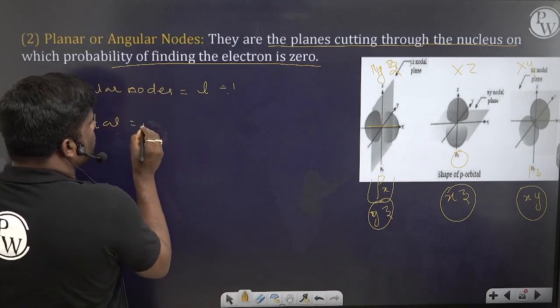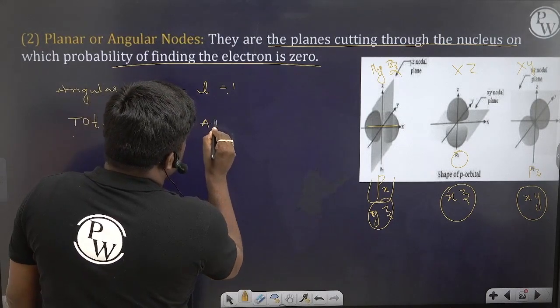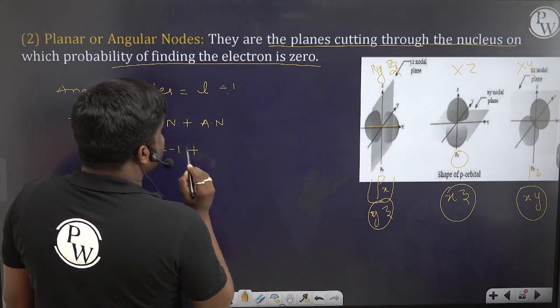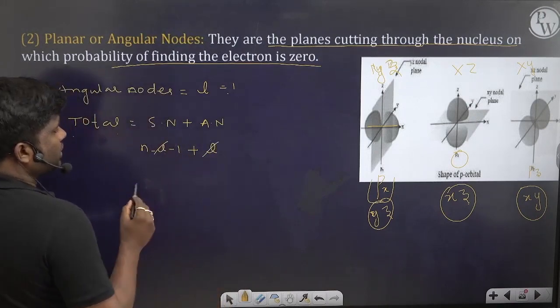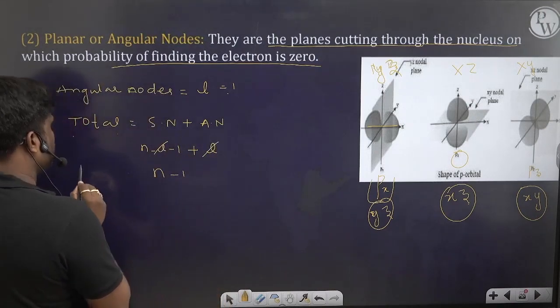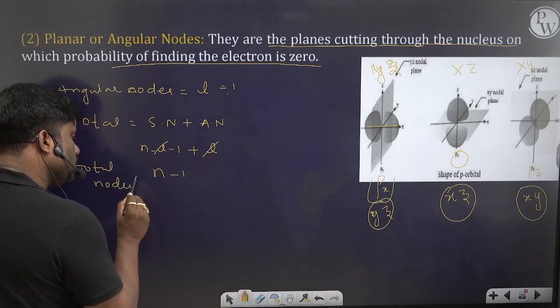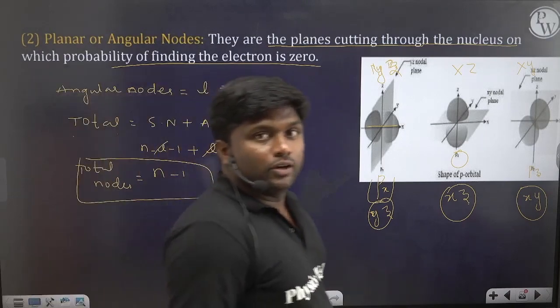Total nodes is equal to spherical nodes plus angular nodes. Spherical nodes n minus l minus 1, plus angular nodes l. The l gets cancelled. Total nodes is equal to n minus 1. This is how we calculate the total number of nodes.